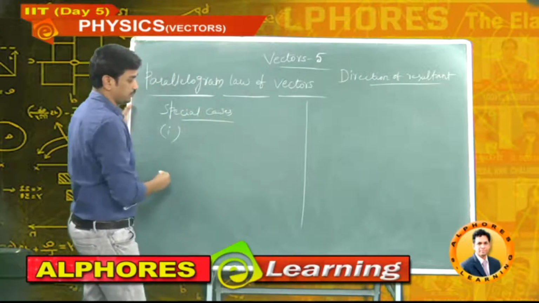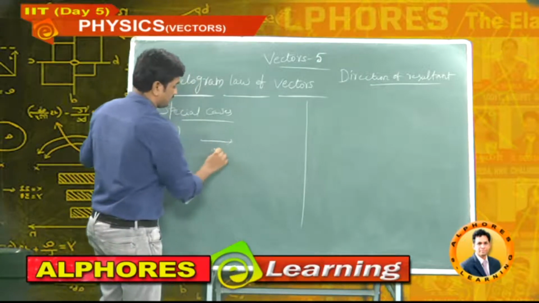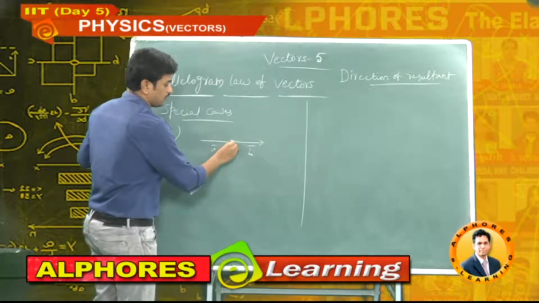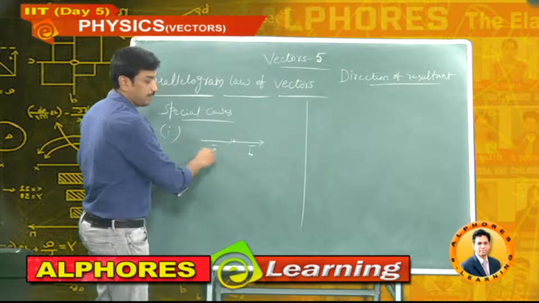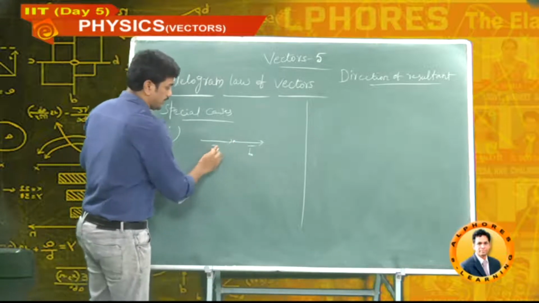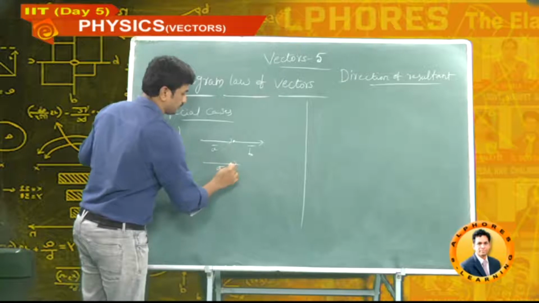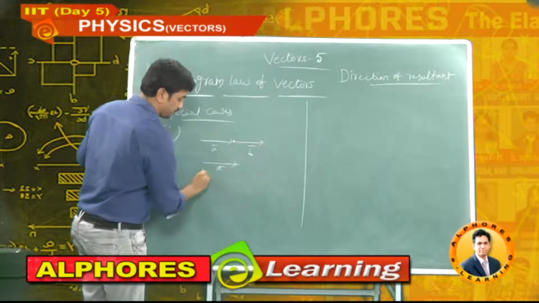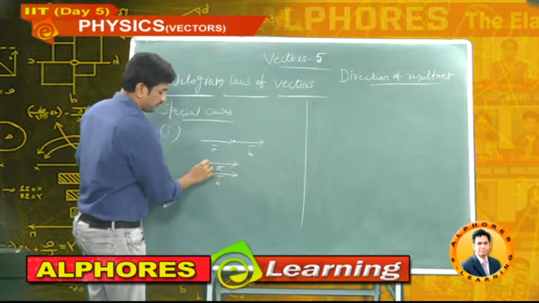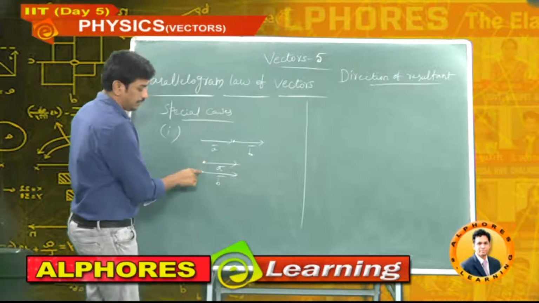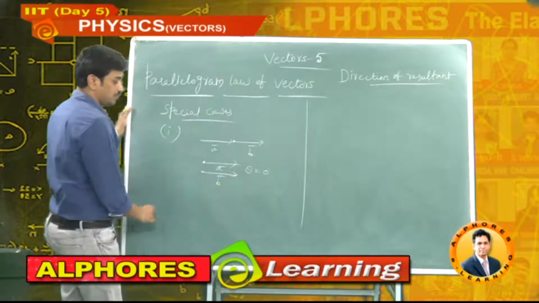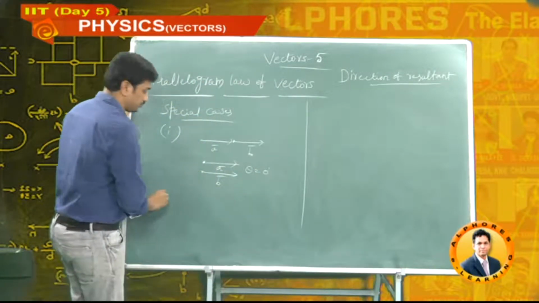First one, A bar, B bar. Angle between A bar and B bar, how much? A bar same thing, B bar, parallel shifting, tail. Angle between A bar and B bar, theta is 0 degrees. Now what is the resultant of these two?